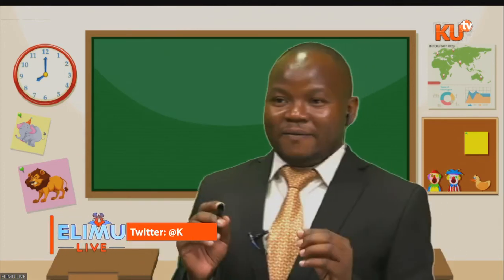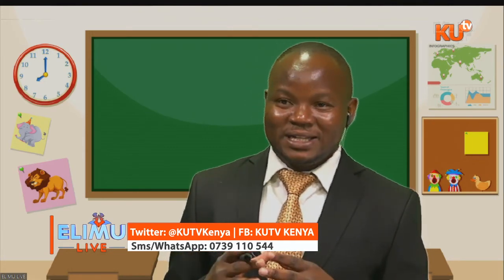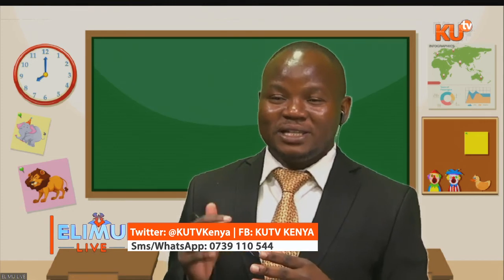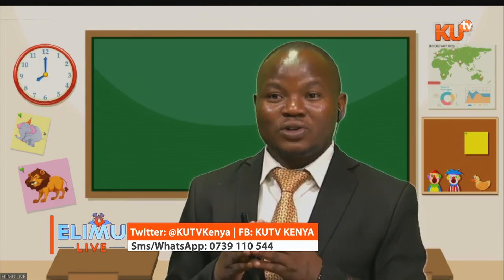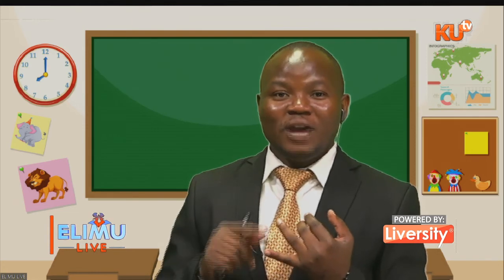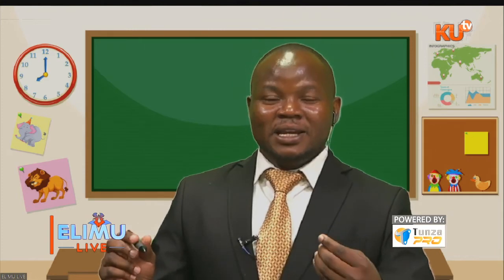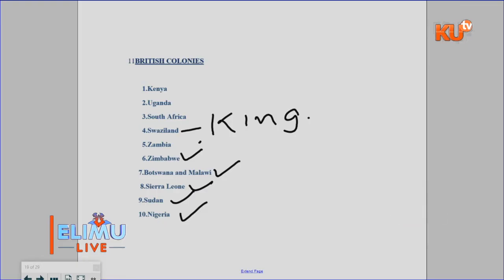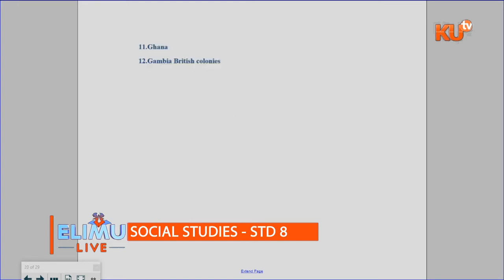So the first thing is to sit down and analyze how best you can master or understand the British colonies. The British colonies come from one: most of the countries that were rich in minerals were colonized by Britain. Then two, all African countries that were along the course of the River Nile were colonized by the British. Then how do you understand this? Maybe I can give you mine and you can also form yours. You can say Kenya, Uganda, South Africa, Swaziland, Zambia, Zimbabwe, Botswana, Malawi, Sierra Leone, Sudan, Nigeria, Ghana, and Gambia.